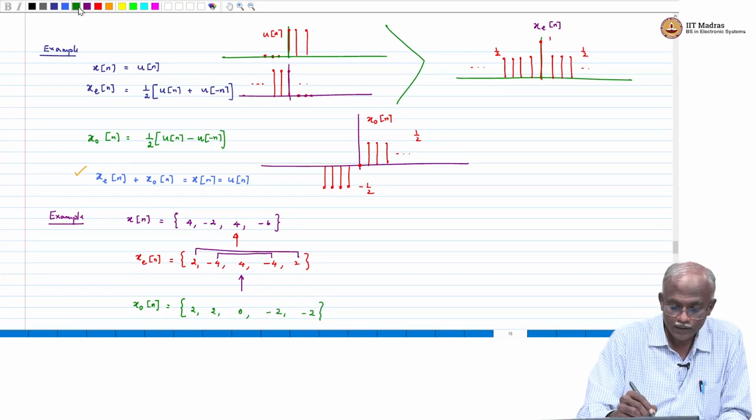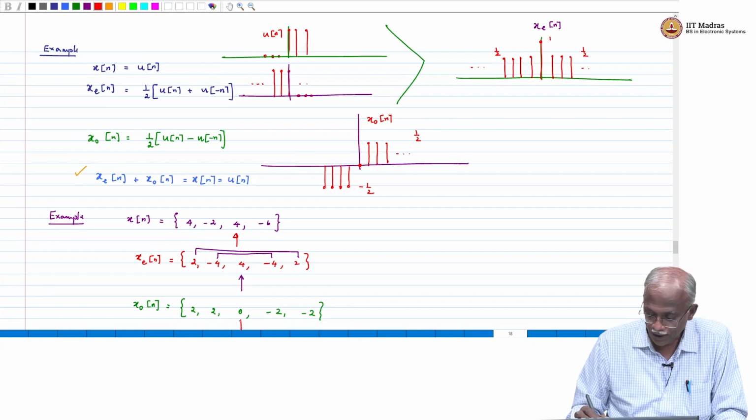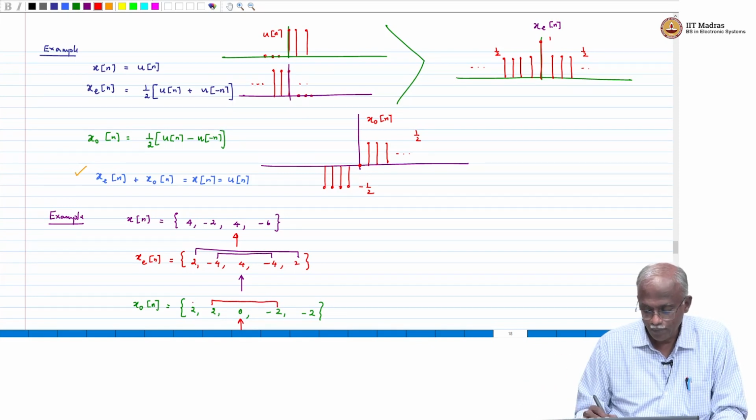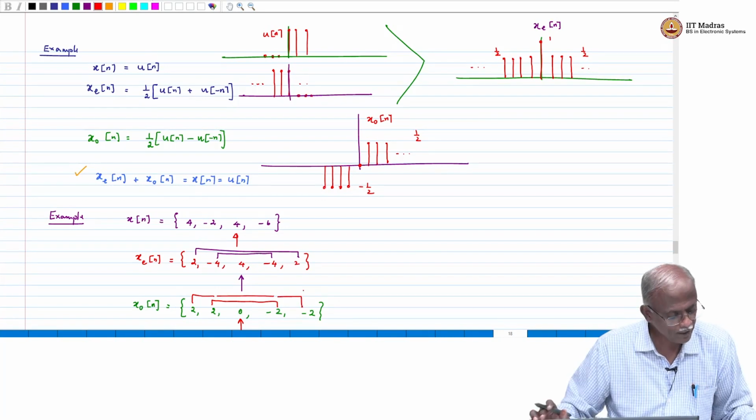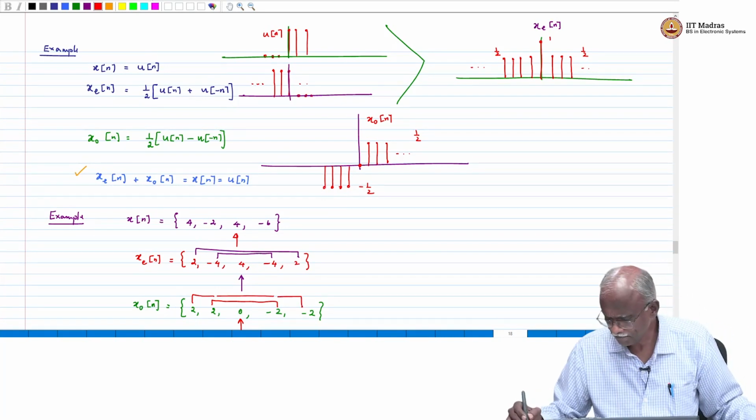Okay. This is the origin, and it has to be equal to 0 for an odd function. And look at minus 1 and plus 1, they are negatives of each other. Minus 2 and plus 2 are negatives of each other. So again, you can verify that this is indeed the case.